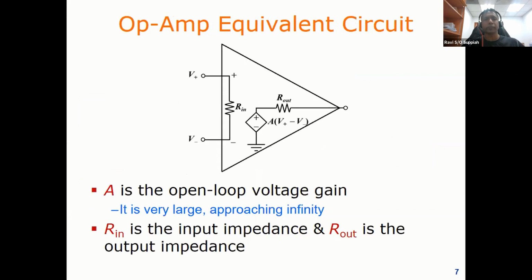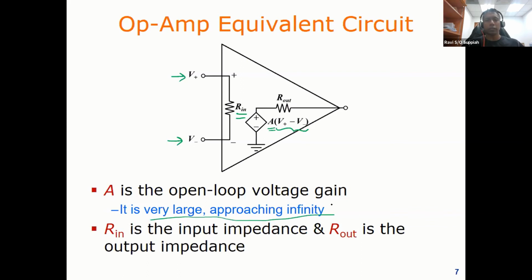We saw that the op-amp equivalent circuit is this. Like I said, this is just a symbolic representation where we look at two things. Firstly, we have two differential inputs, V plus and V minus, and an input resistance to the op-amp. What the op-amp does is provide a gain based on the difference between the two inputs. The output resistance R out is very, very low, while R in is very, very high, and we say that A is very, very large, approaching infinity.